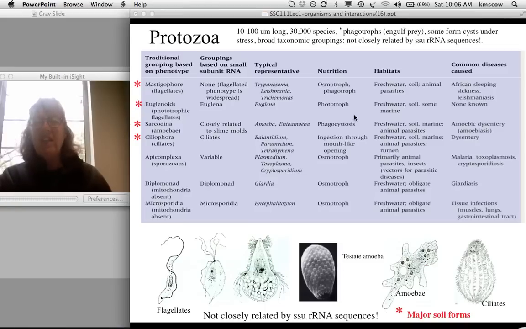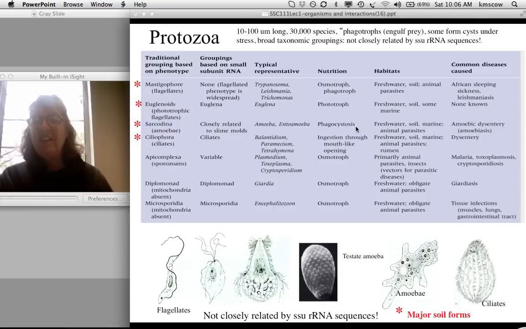They're on the order of 10 to 100 microns long. There's maybe 30,000 species. A lot of them are phagotrophs, meaning that they engulf their prey. So they're really important predators of bacteria, archaea, and sometimes fungi. Some of them are organoheterotrophs, or have some ability to eat organic matter directly, but a lot of them are predators.